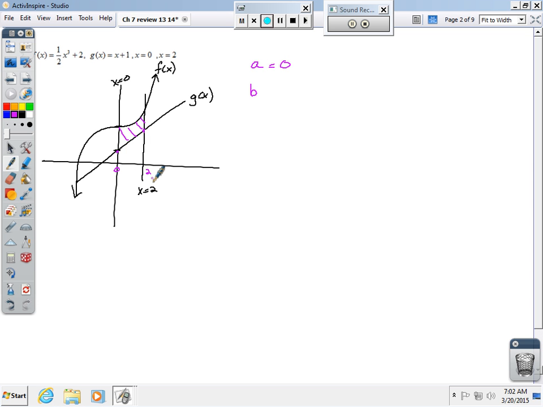I believe the answer key online says 6. Thank you, Erica Rummel, for making note of that. So that's a 2. Okay, so now I can write my integral for the area.